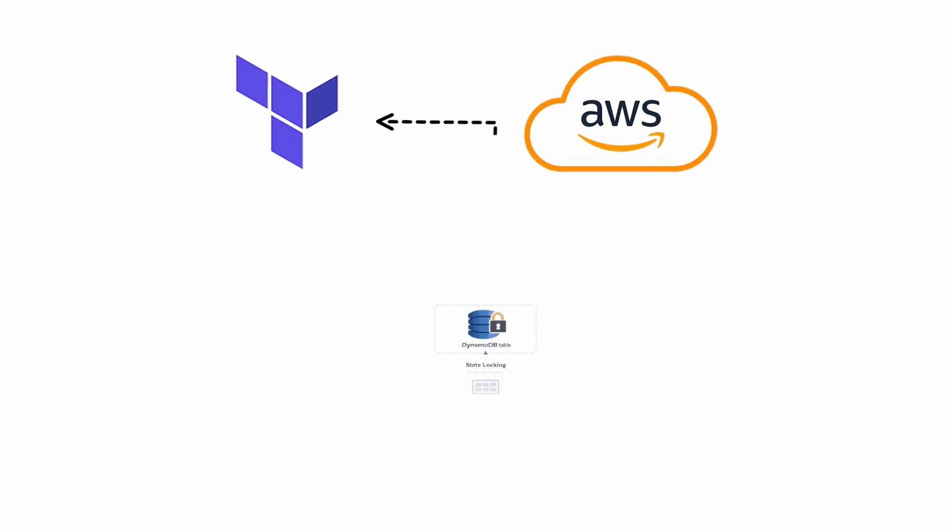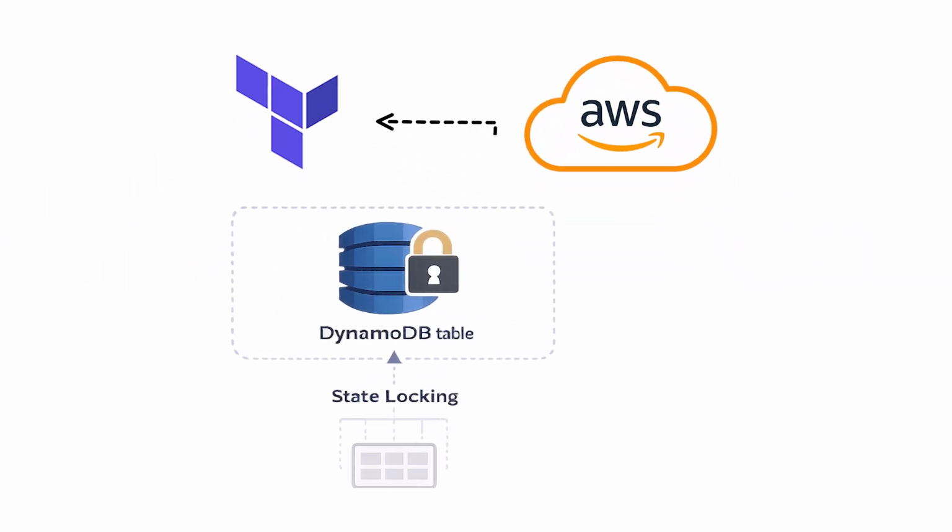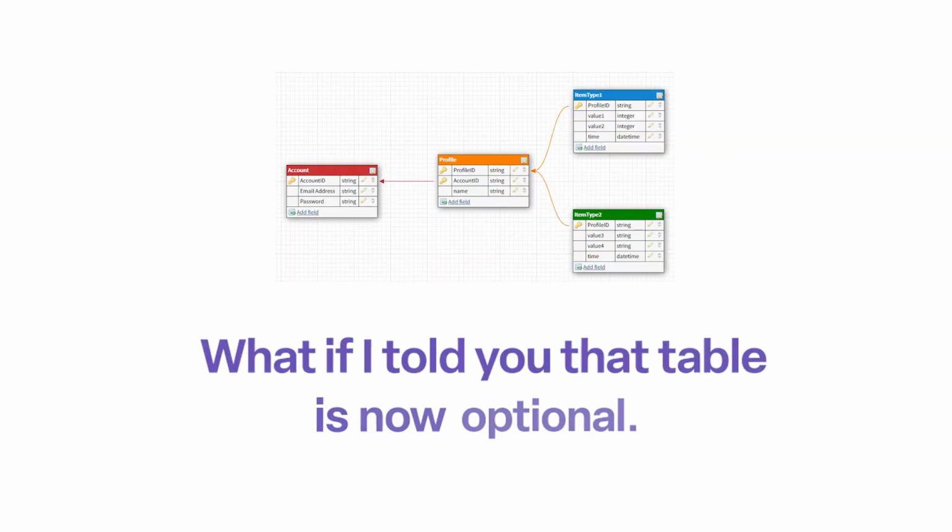If you're using Terraform with AWS, you probably have a DynamoDB table just for state locking. One table sitting there doing almost nothing. What if I told you that table is now optional?